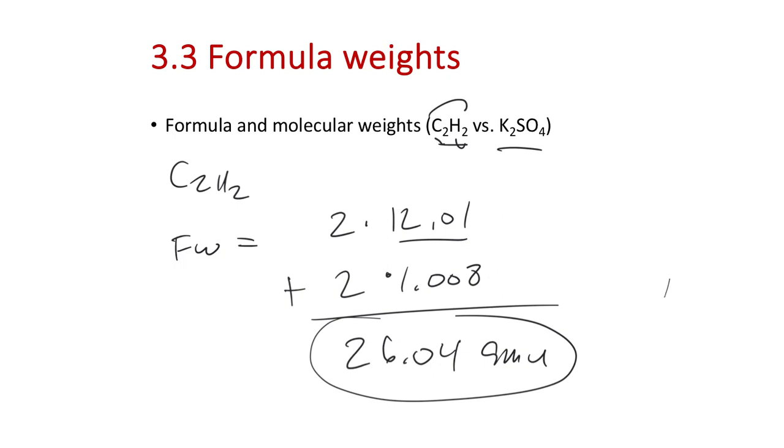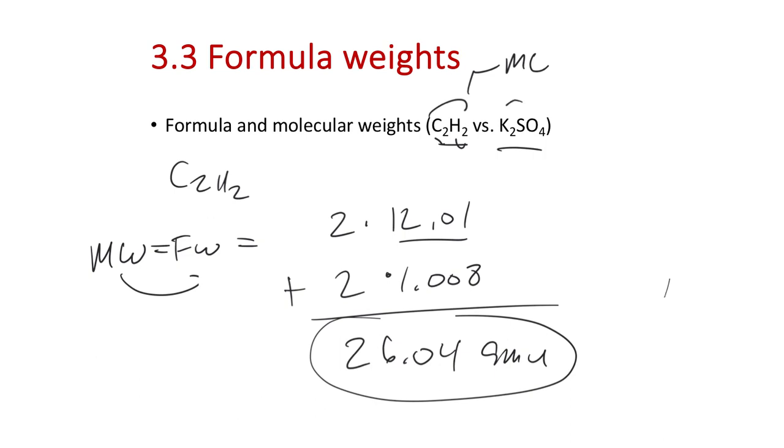Now, C2H2 is a molecular compound, and for molecular compounds, we might want to say, well, what's the molecular weight? The molecular weight's the same thing. So for C2H2, this molecular weight would be the exact same idea and the exact same value as the formula weight. For a molecular compound, these two are synonymous with each other. So formula weight, molecular weight, no difference between the two for a molecular compound.